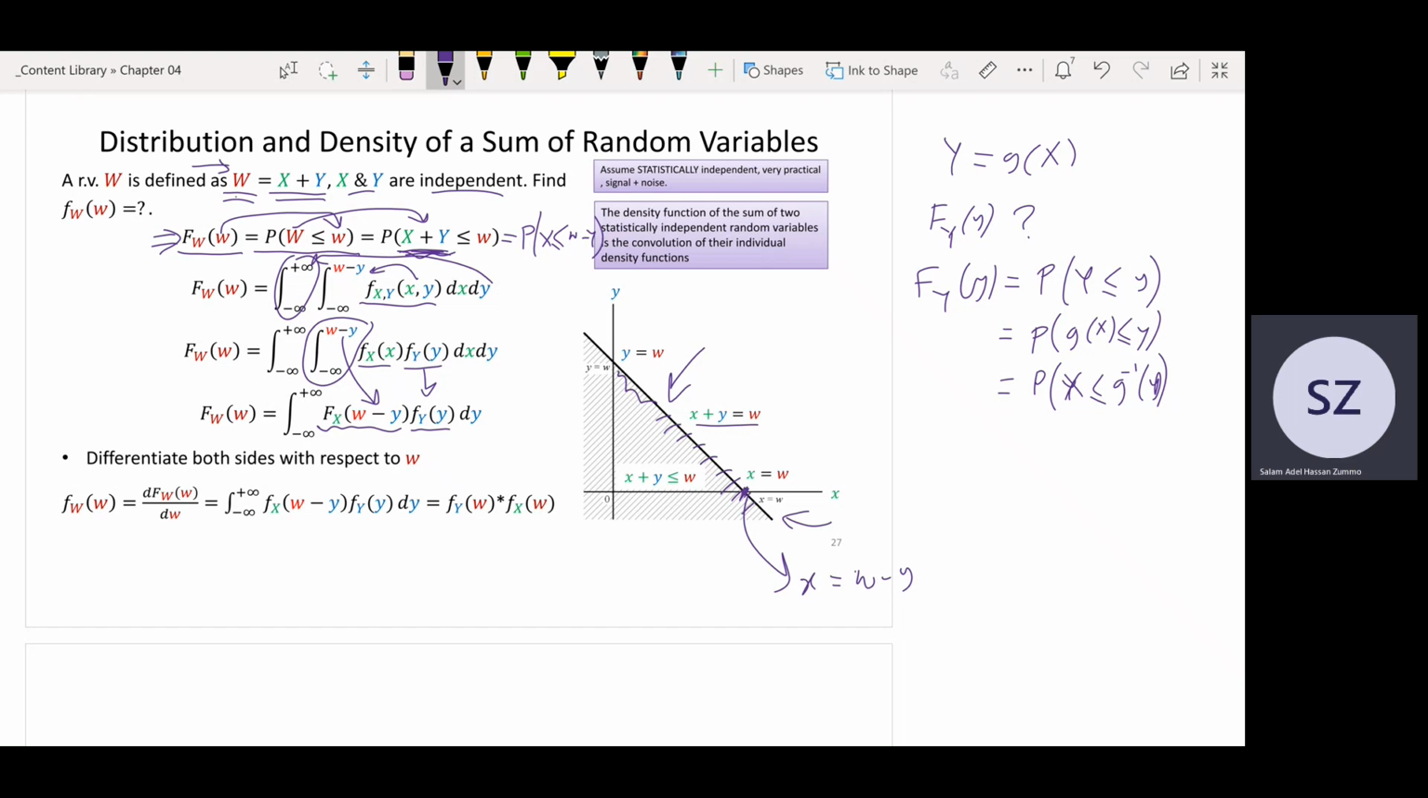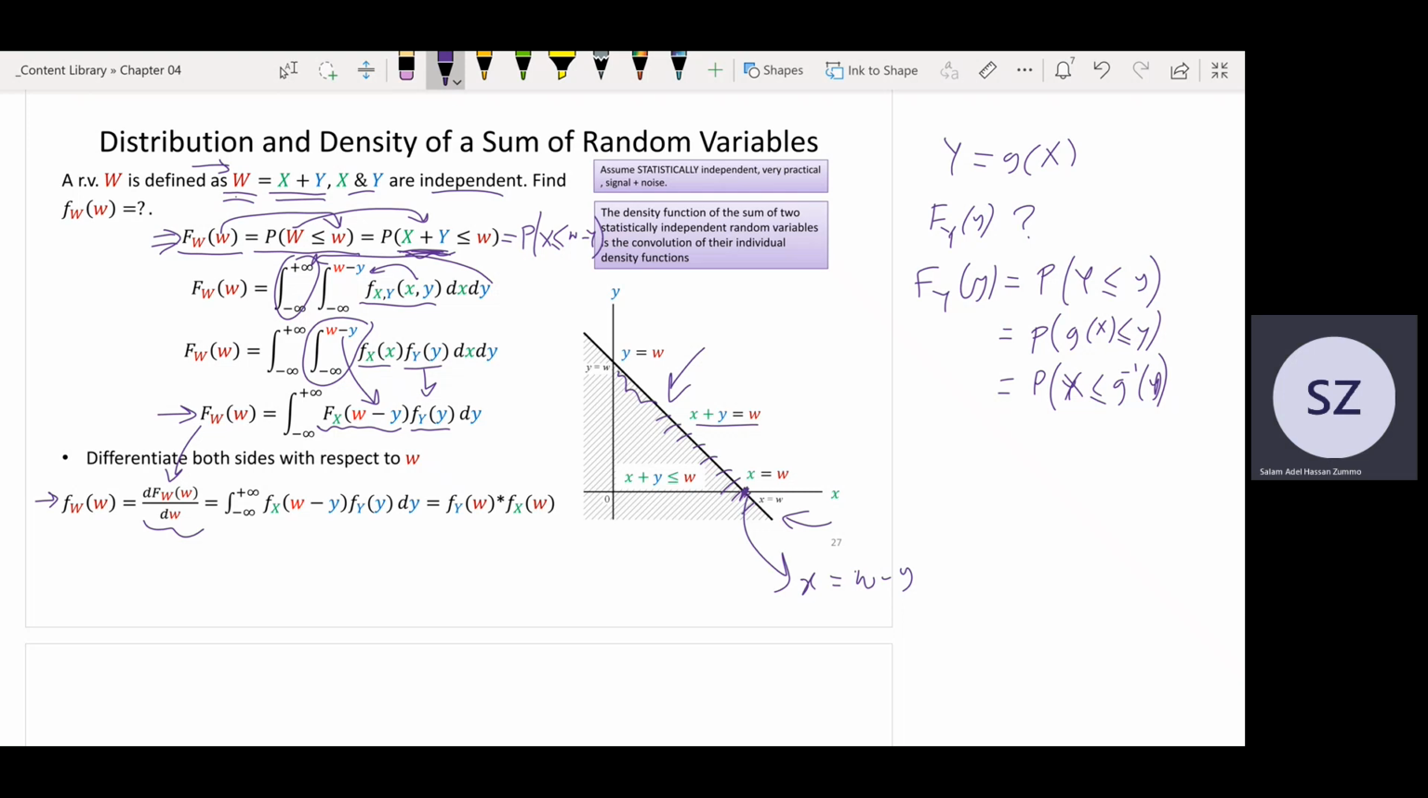Now let's find the PDF of w. In order to find the PDF of w, what do I do? Derivative. I differentiate this to get the PDF of w. And now if I differentiate this, what do I have? I'm differentiating with respect to w. Where is w here? In this integral.